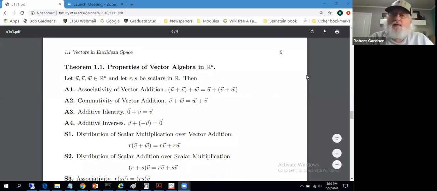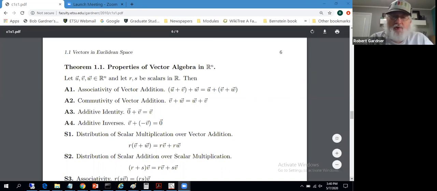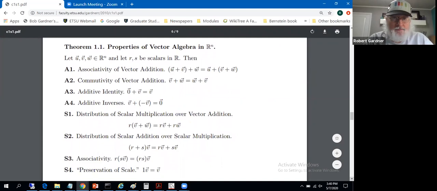Picking up where we left off, let's talk properties of vector algebra in Rn. So two things we can do to vectors. We can add them together and we can multiply them by scalars. And this is given some of the properties of those two algebraic operations.